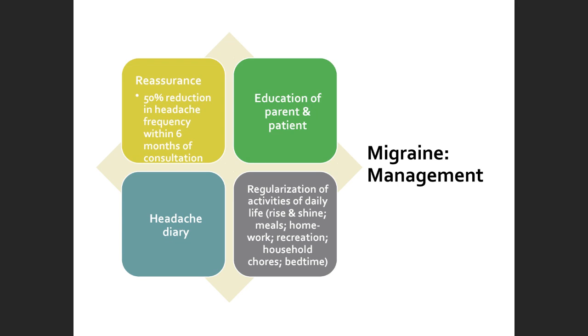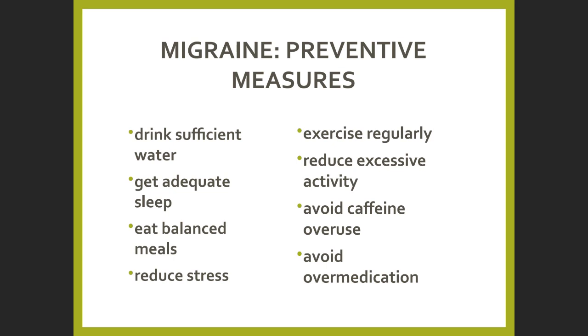So for the child with migraine, it's important that they drink sufficient water and get adequate sleep. Adequate sleep for a 10-year-old to 12-year-old is 10 hours per day. That they eat balanced meals, that they reduce stress, exercise regularly, reduce excessive activity, avoid caffeine overuse, and avoid over-medication.